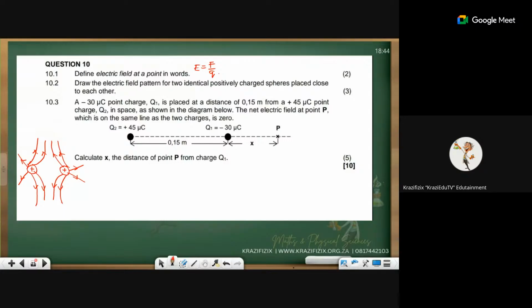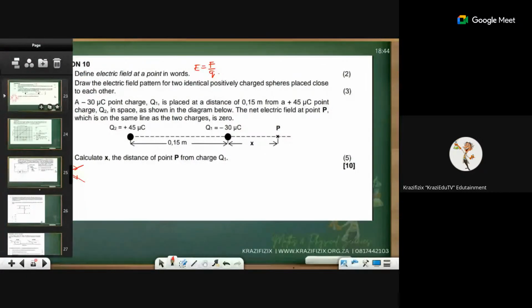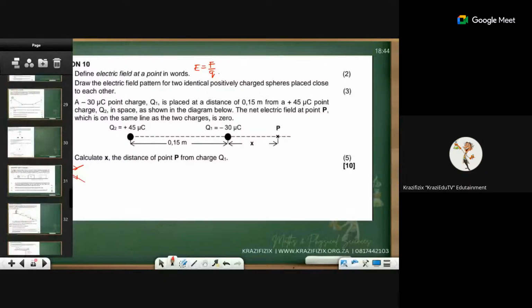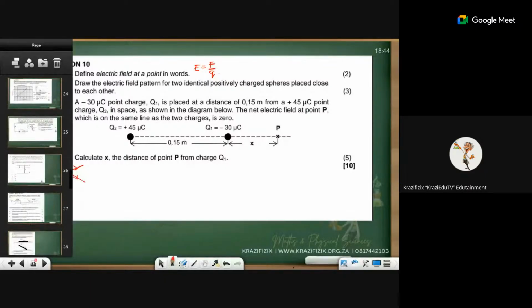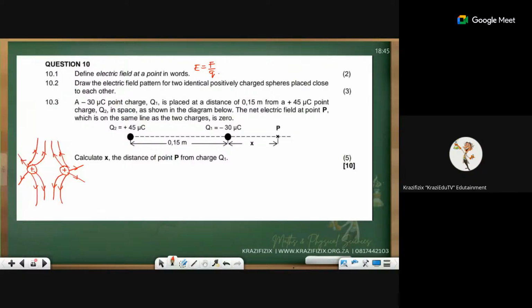Anyway, let's quickly look at 10.3. We still have quite some work to do, but we're moving. Now, a negative 30 microcoulomb point charge Q1 is placed at a distance 0.15 from a positive 45 microcoulomb charge. The net electric field at point P is 0.